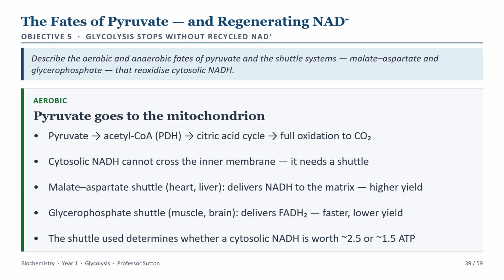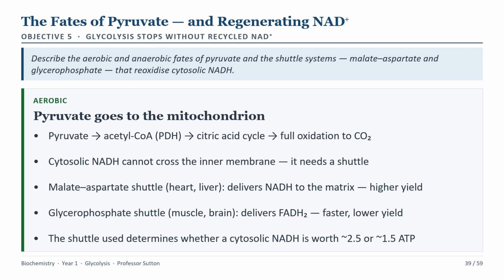You have the malate aspartate shuttle, which operates in the heart and liver. It delivers the electrons as NADH in the matrix, which enters at complex 1. That's worth roughly 2.5 ATP per NADH.